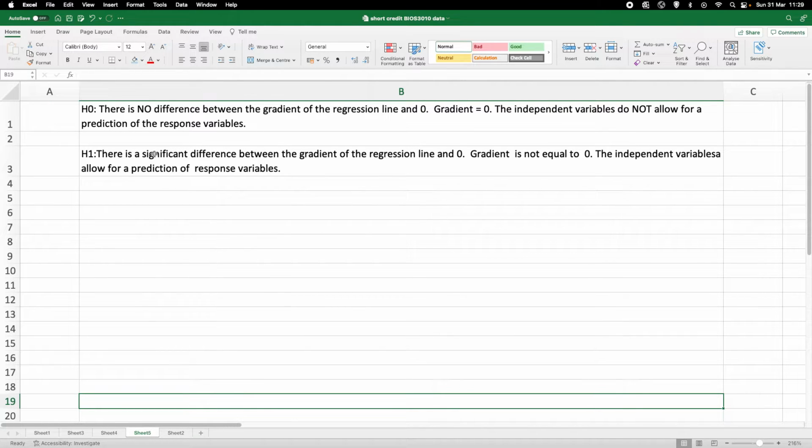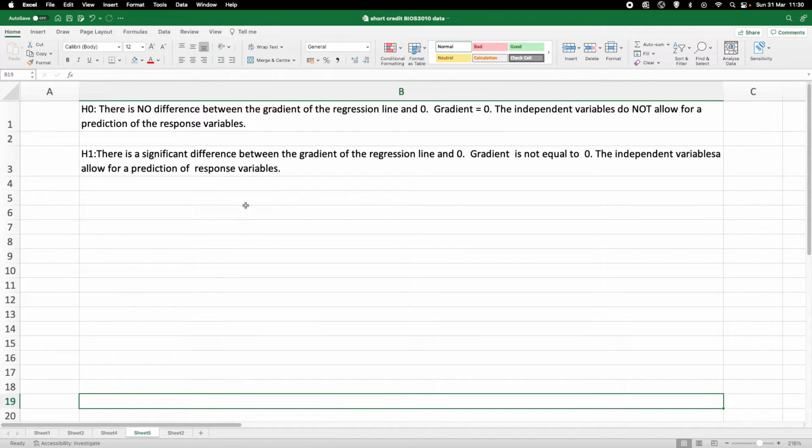The alternative hypothesis would be there is indeed a significant difference between the gradient of the regression line and 0, so the gradient is not equal to 0. And this would mean that the independent variables allow for a prediction of the response variables. And that is usually what we want.